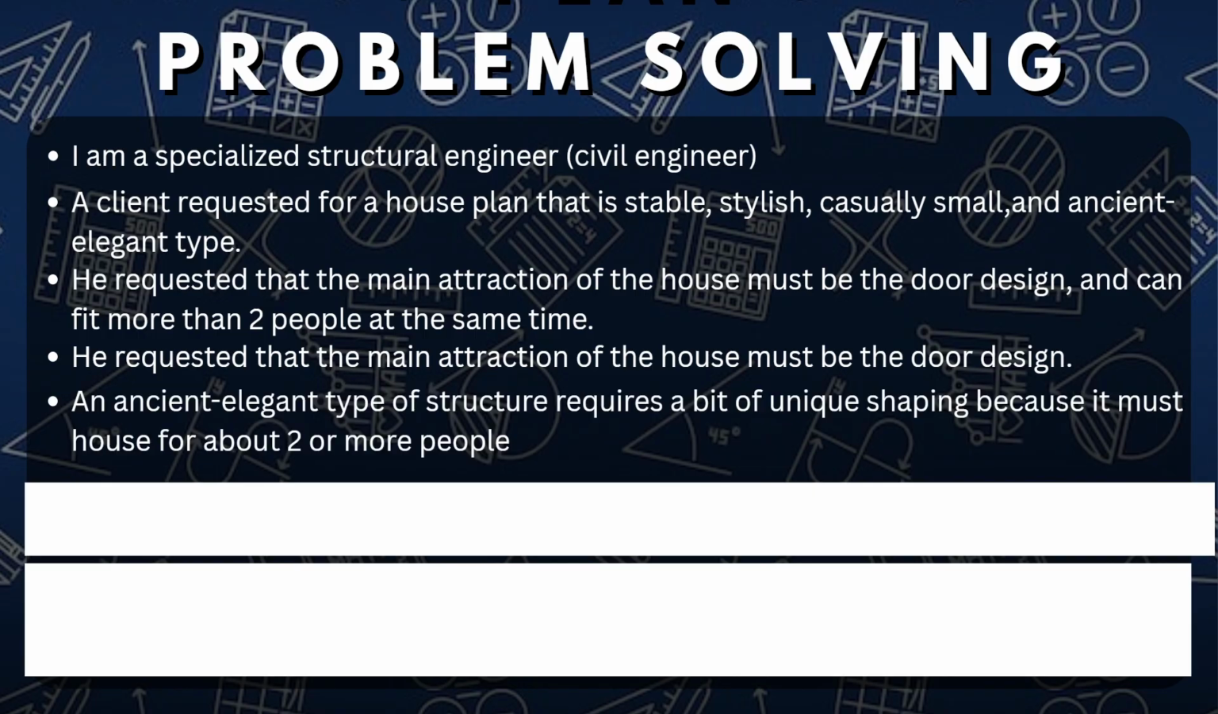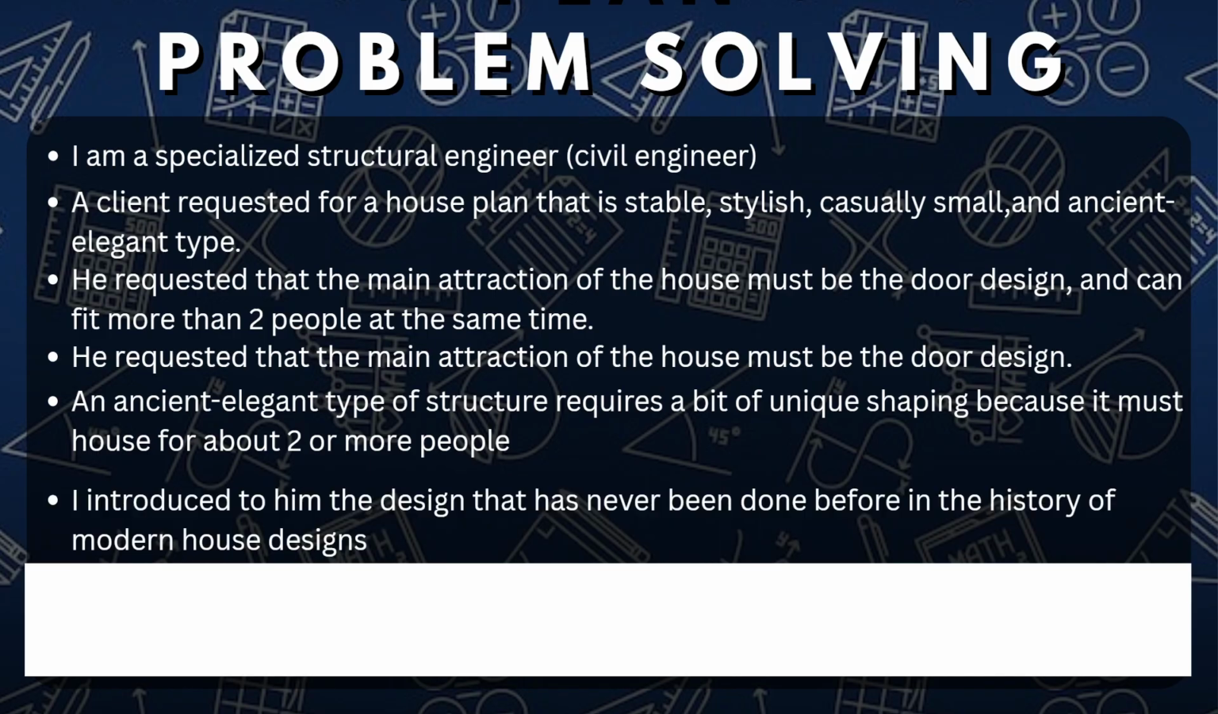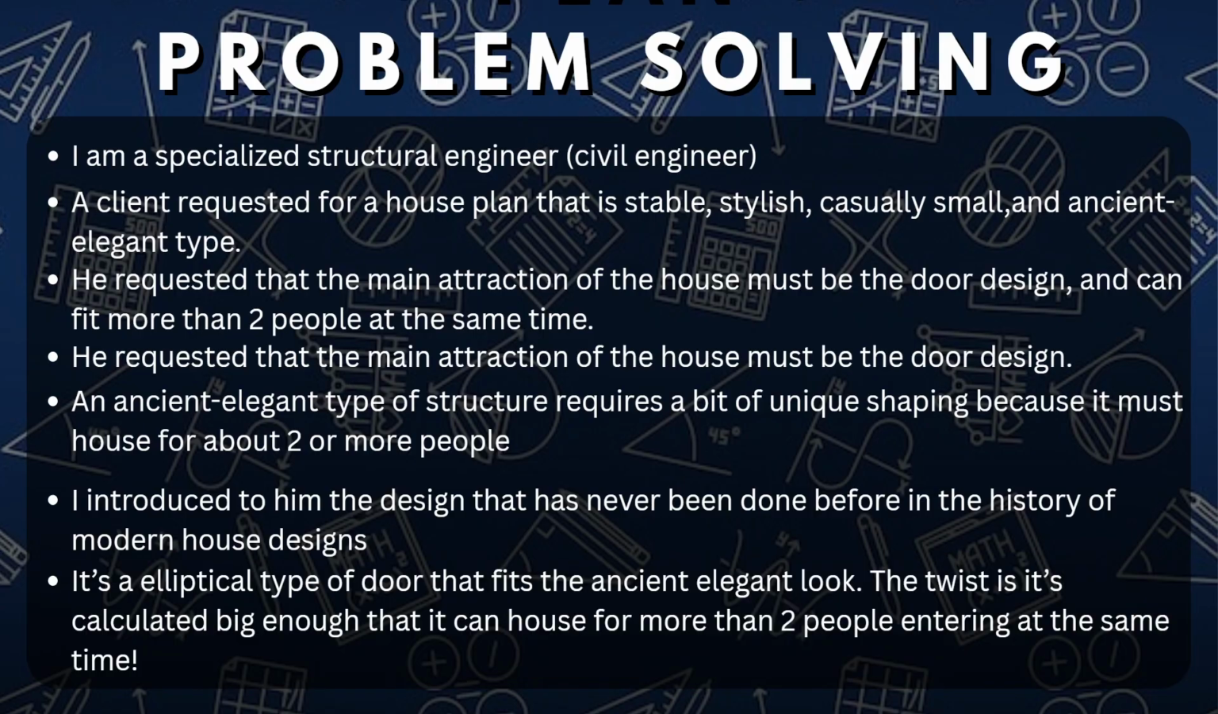Now I thought of this. An ancient elegant type of structure requires a bit of unique shaping, and it must house 2 or more people. Upon discussing this idea with myself, I came up with an idea. I introduced to him a design that has never been done before in the history of modern ancient house designs. This is the combination of modern and ancient house designs, and that is the elliptical type of door that fits the ancient, elegant, and modern look.